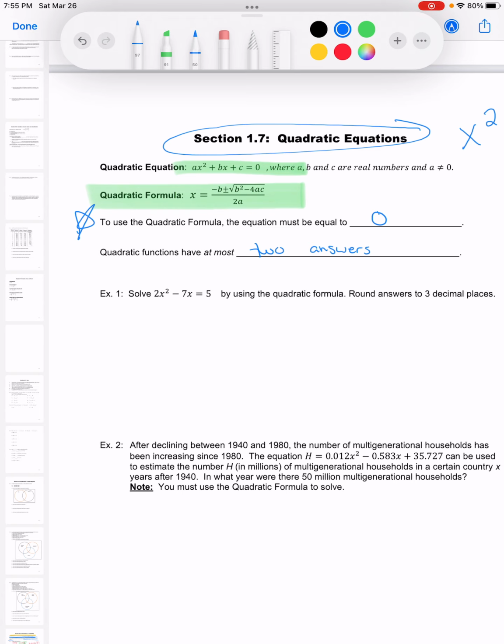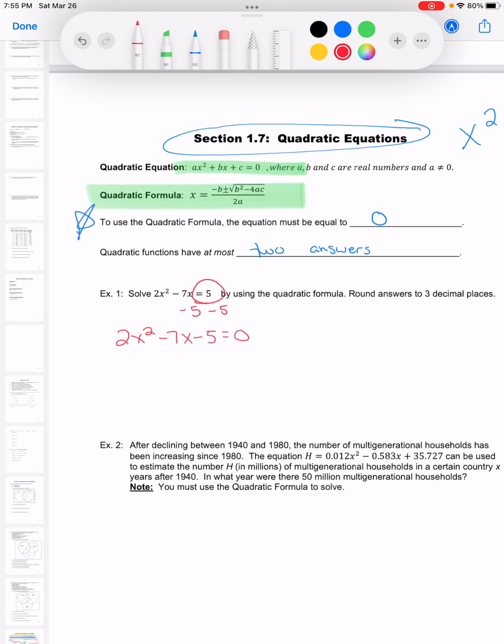All right, so let's practice using this quadratic formula. So this first one, not a word problem, just a straight solving. My first step is I have to have this equation equal to 0, and it is not equal to 0 right now. This is a step that I said a lot of people forget. So I need to make it equal to 0, so I'm going to subtract 5 from both sides. That's going to give me 2x squared minus 7x minus 5 equals 0.